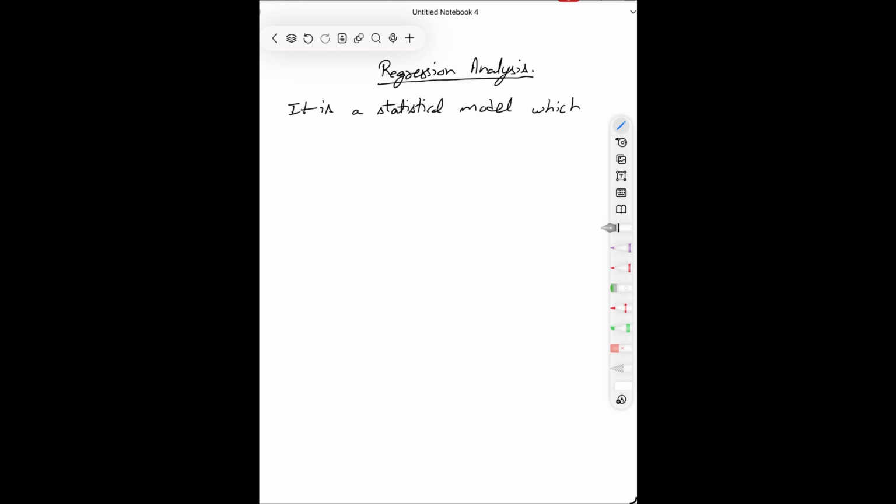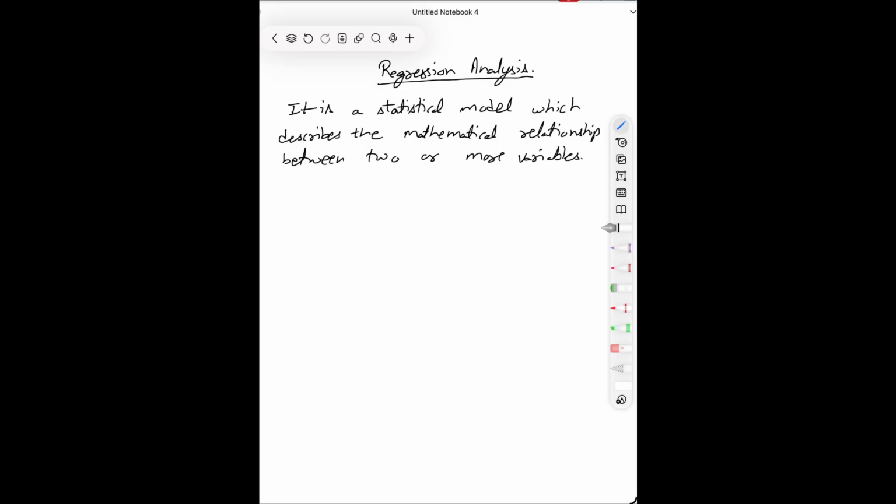which describes the relationship, rather it describes the mathematical relationship between two or more variables.